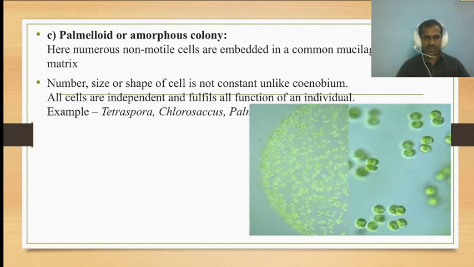In a coenobium they have a constant number; here they don't. There is a numerous number of cells present. All cells are independent and fulfill all functions of an individual. Each cell can perform its own work and take care of itself. This kind of palmelloid and amorphous algae is present in Tetraspora and Chlorosaccus.